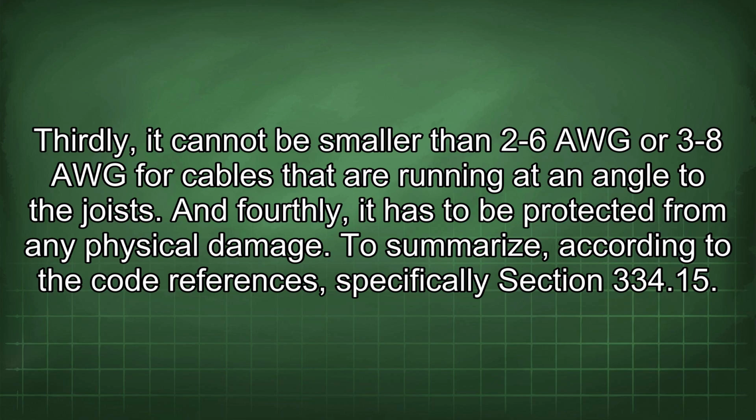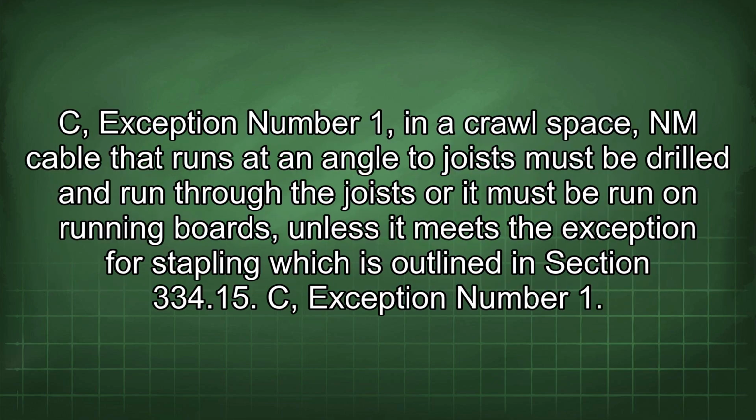To summarize, according to the code references, specifically section 334.15(C), exception number 1, in a crawl space, NM cable that runs at an angle to joists must be drilled and run through the joists, or it must be run on running boards, unless it meets the exception for stapling, which is outlined in section 334.15(C), exception number 1.